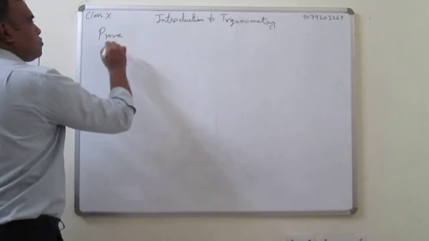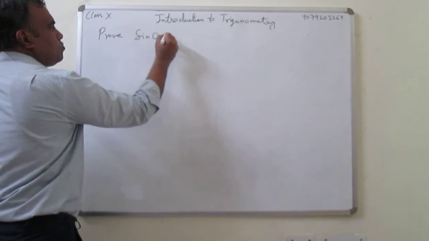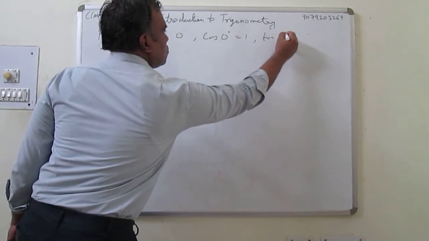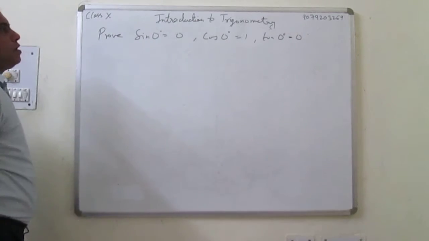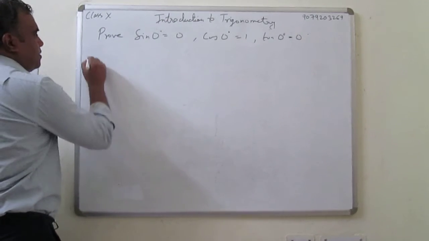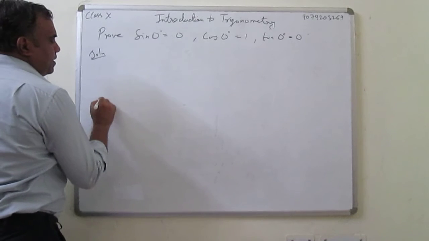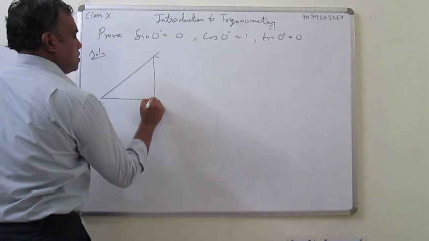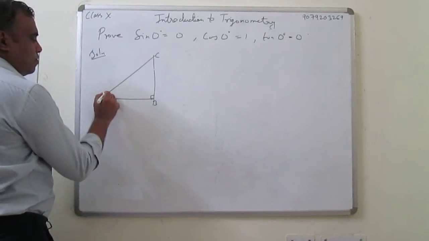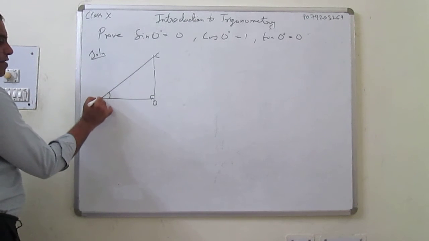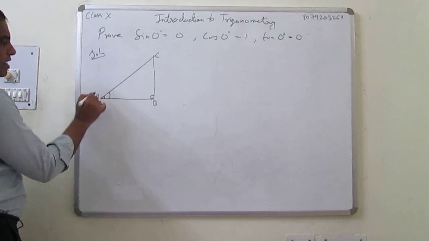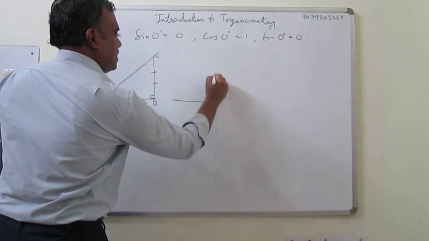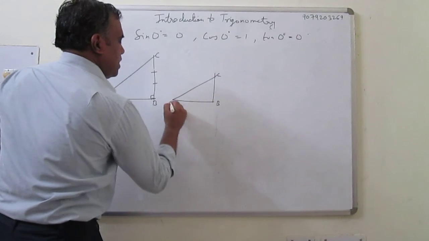Prove the trigonometric ratios: sin 0 is 0, cos 0 is 1, tan 0 is 0. Let us take a right triangle ABC, with the right angle at B. Now if I take angle A as 0, first A comes here and then here. So the position of A like this reduces CBA.